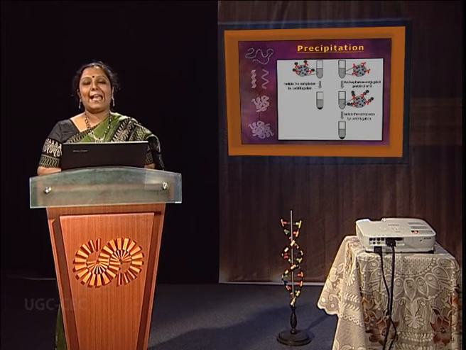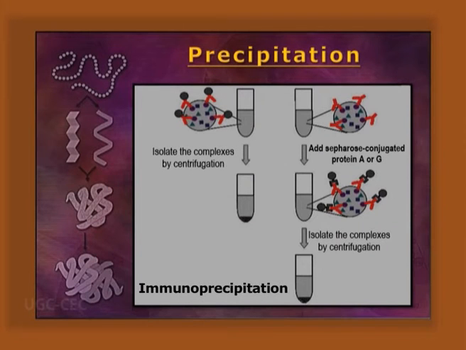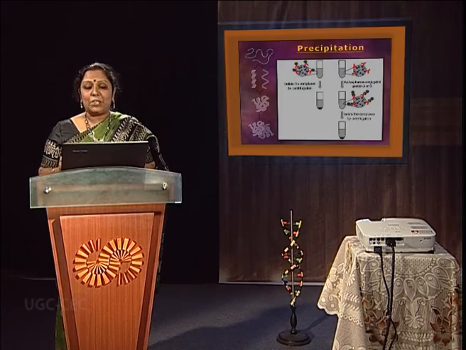Now precipitation. As I have already told you, at the isoelectric point they have the least surface charge. So the protein will be aggregated and precipitated out. That is called isoelectric precipitation. That particular property is utilized for isoelectric focusing. As well, there are antigens which will bind with specific antibodies, so immunoprecipitation can also be done with respect to proteins. By application of some negative ion like TCA, if the proteins are in the positive condition, they will be precipitated out.